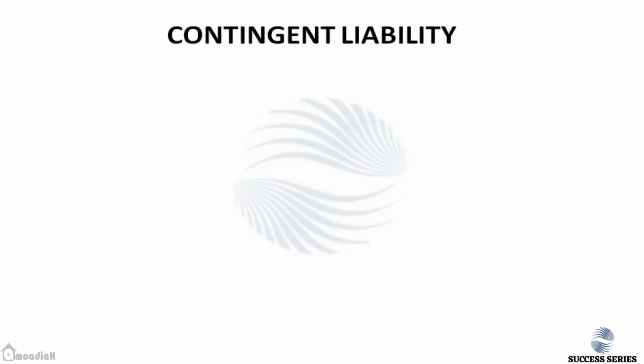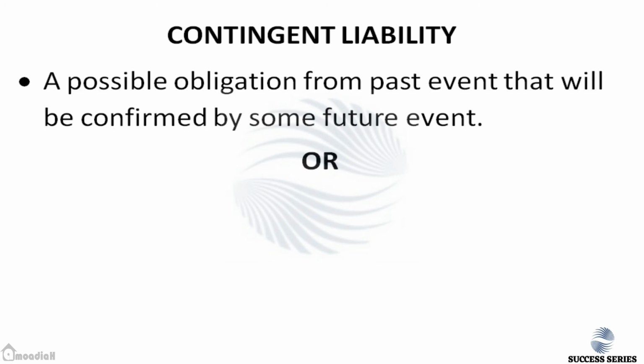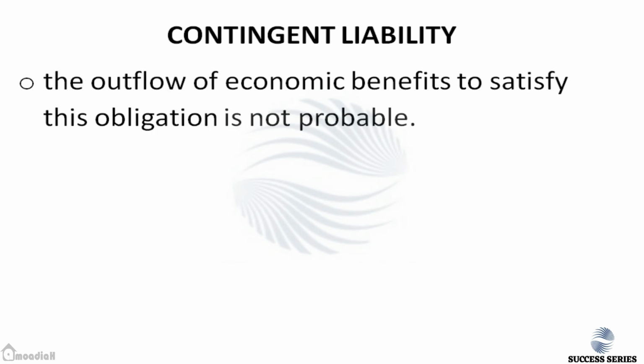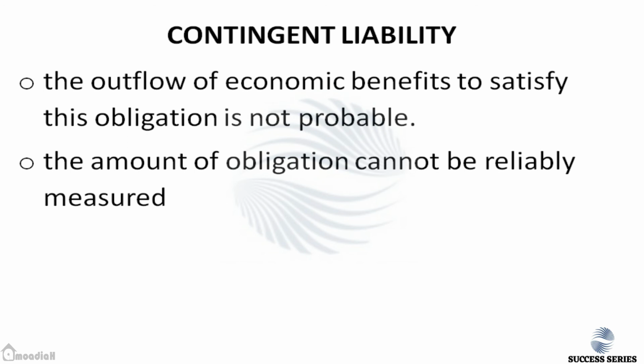Now, what is contingent liability? Understand that the standard says a contingent liability is a possible obligation from a past event that will be confirmed by some future event. Here they use the term possible obligation, and possible obligation here means less than 50% chance of occurring. So you have a lower probability of it occurring. Then we have a second definition, which is a present obligation from past events, but either the outflow of economic benefits to satisfy this obligation is not probable, or the amount of the obligation cannot be reliably measured.